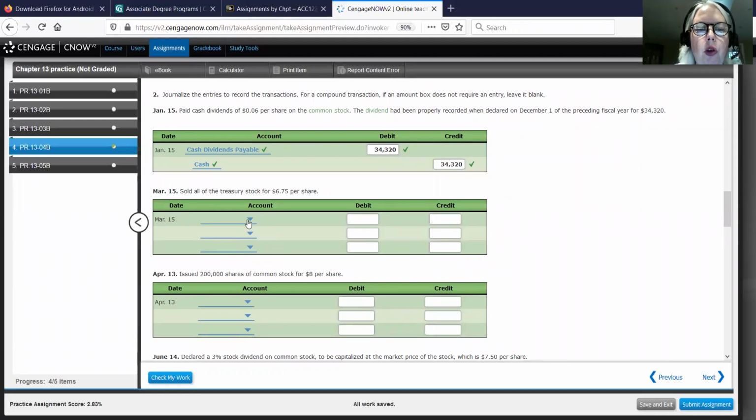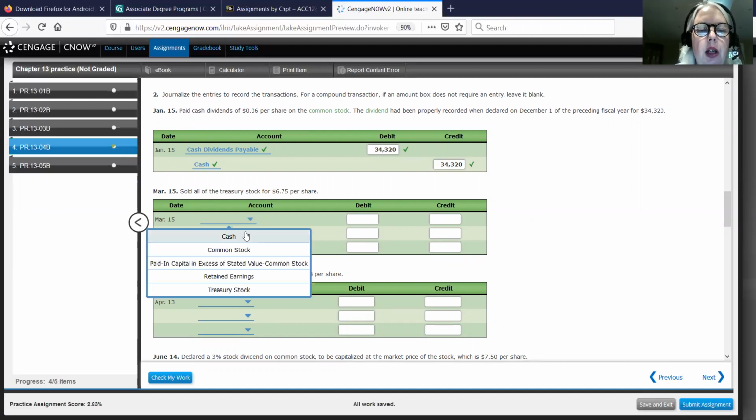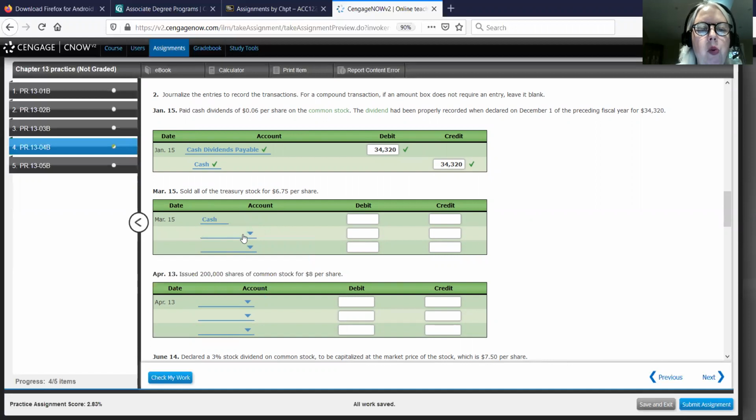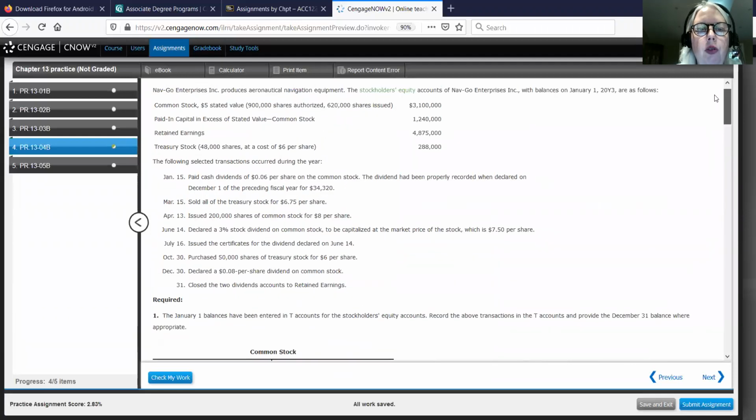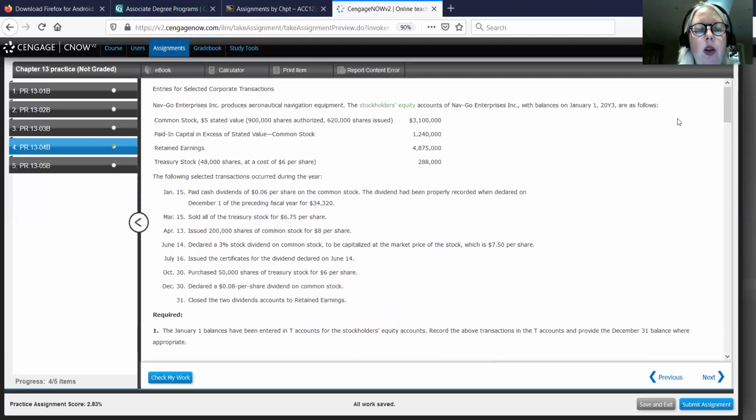But before we show this treasury stock as being credited, we would debit our cash. The cash would be debited for the number of treasury stock shares that were sold times $6.75. So you may have to go back and look at your beginning information to see if there was any treasury stock that they had. In the information to begin with, they're telling you that they had 48,000 shares of treasury stock, and that entire 48,000 shares is going to be sold.